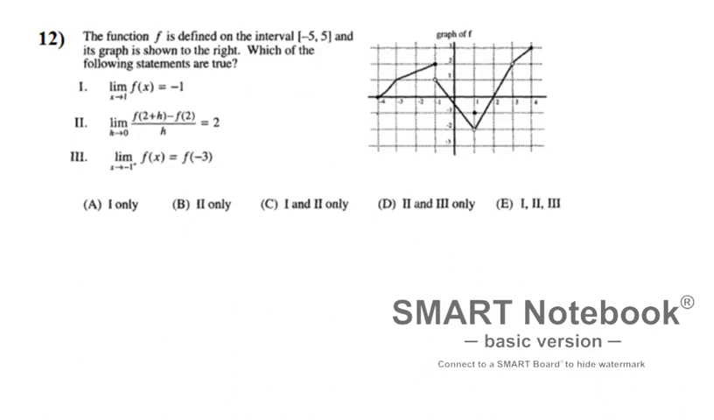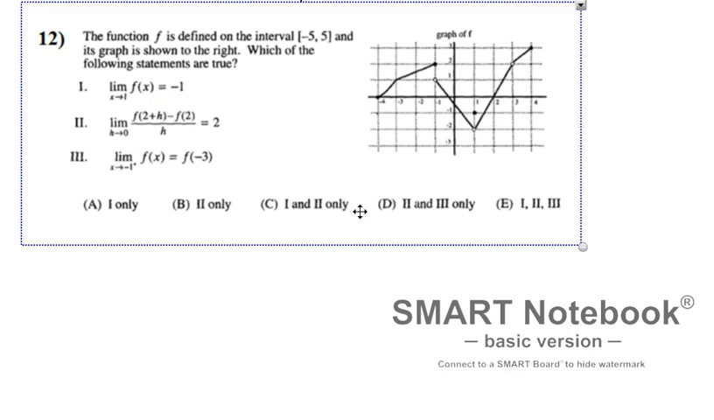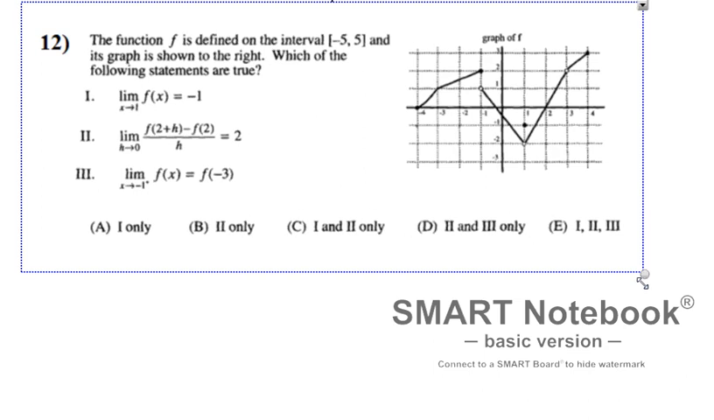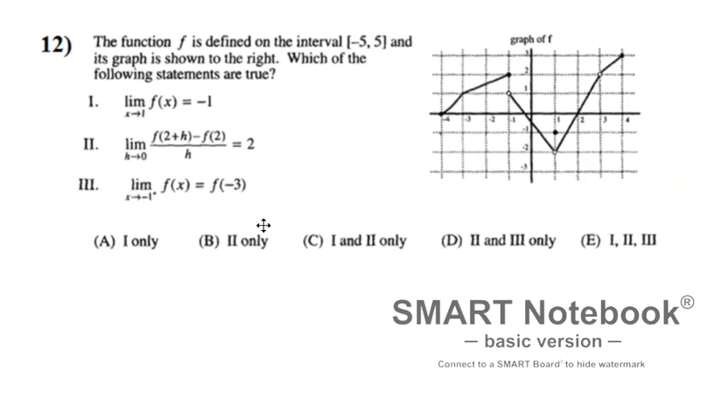Next, 12. Function f is defined on the interval from negative 5 to 5, and its graph is shown to the right. Which of the following statements are true? Let me expand this a little bit, make it a little more visible.